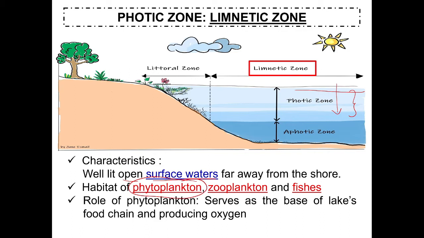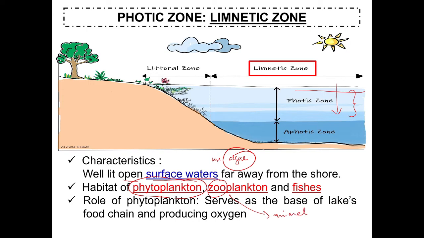To refresh your memory, phytoplankton is a protista that can undergo photosynthesis, for which we usually use the word algae, the plant-like protista. While for zooplankton, whenever we find the word zoo, it's referring to animal.